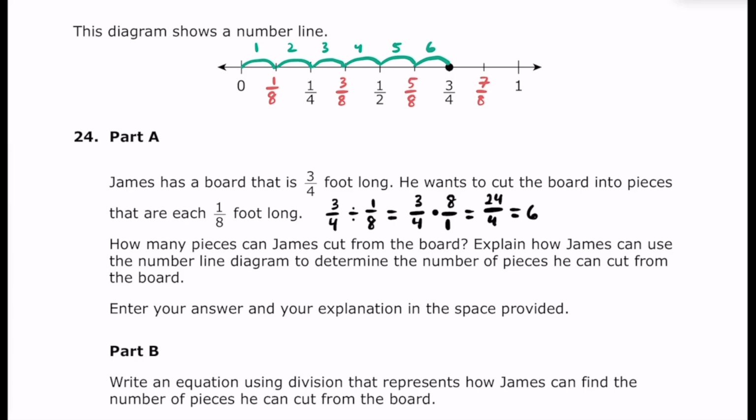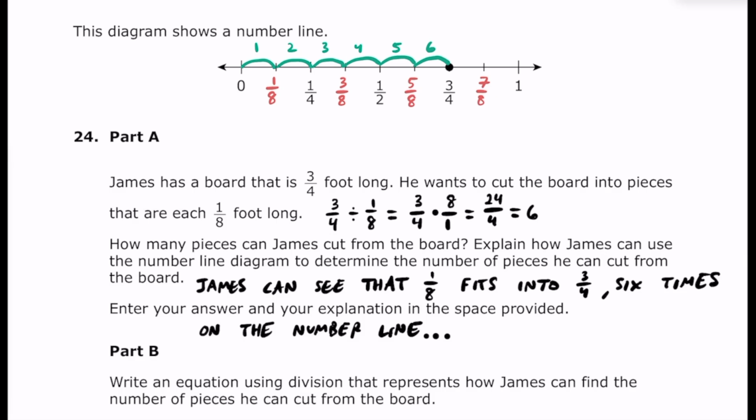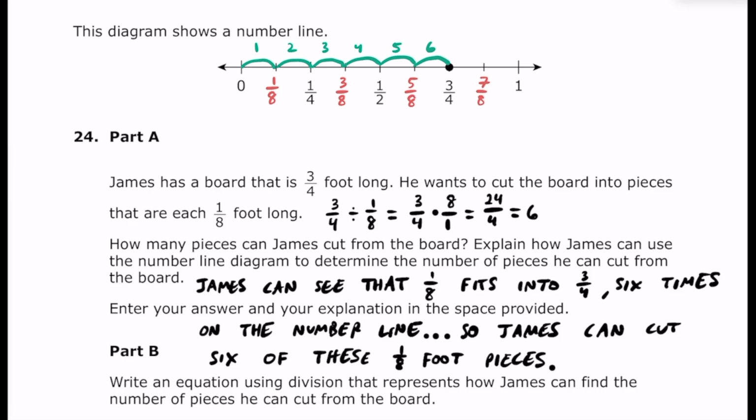We can say that James can notice that 1/8 is going to fit into the 3/4 6 times on the number line. So James can cut a total of 6 of these 1/8 foot size pieces if he has that 3/4 foot long board. Something along the lines of this would be a good explanation.